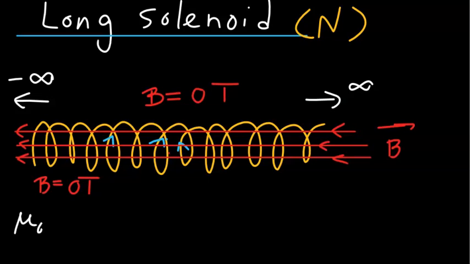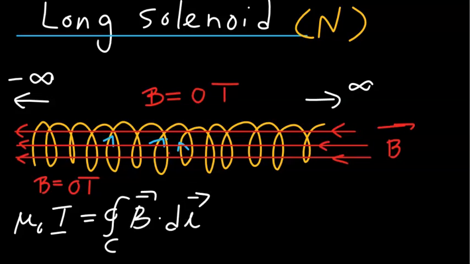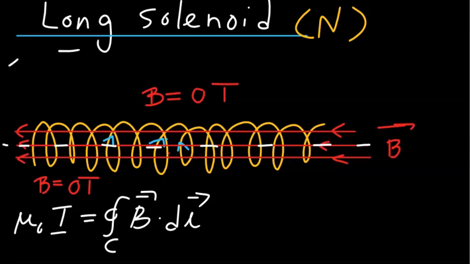Ampere's theorem states mu naught I equals the integral over C of B dl, where the contour C is represented by these dotted lines that coincide with the magnetic field. So they close at infinite distance, like that, at infinity.